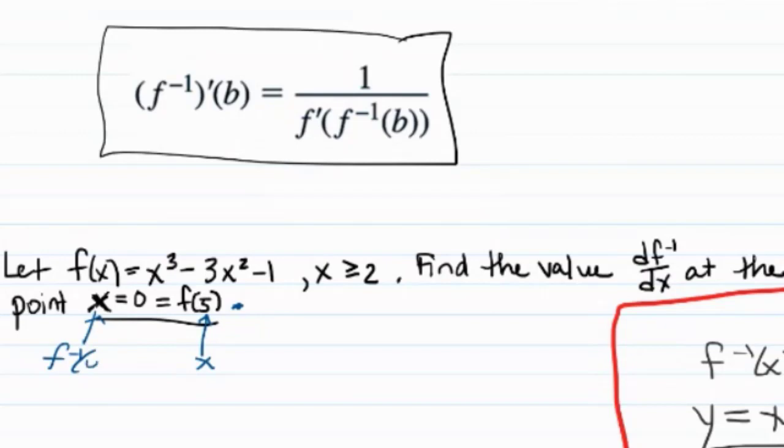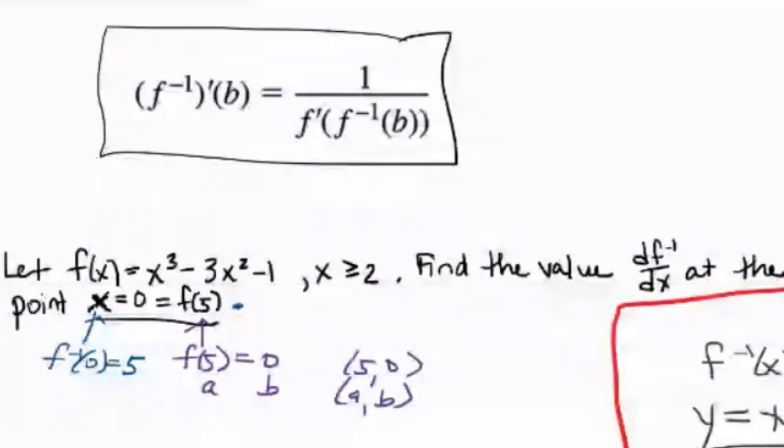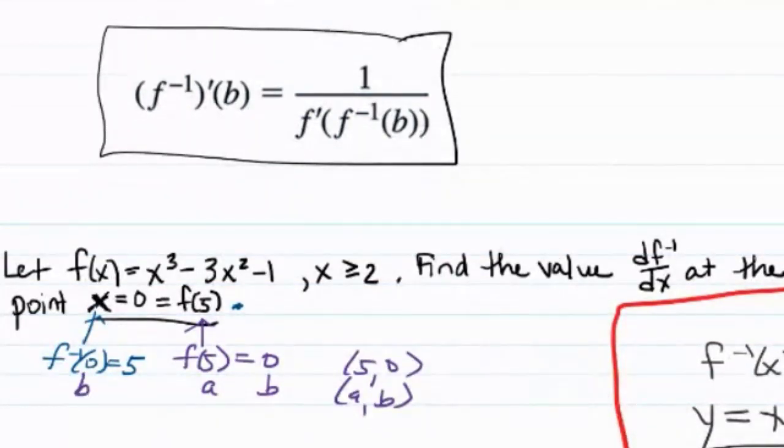So what this is saying is that f inverse of 0 is equal to 5, but f(5) is equal to 0. In the original function, you have the point (a, b), (5, 0), but it's been flipped for the inverse function. So you have the point (b, a), which is (0, 5) on the inverse. All right, so when we're talking about b up here in the formula, we're talking about the number 0.